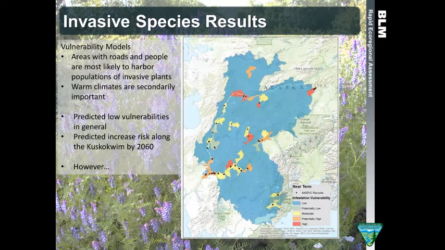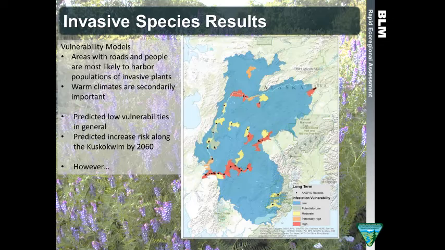Projected in 2025, there's not a whole lot of change, a little bit more increase in probabilities along the Kuskokwim River. And then by 2060, mostly associated with the Kuskokwim Road, it suggests that there is a potential for greater weed impacts along that river system there.